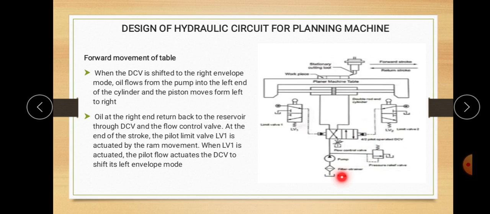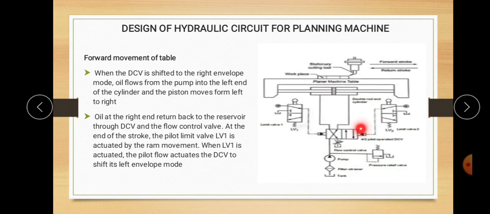Here we can start with a tank. After the tank a filter is present. After the filter a pump is present. The pump is connected with the prime mover motor, which is used to run the pump. After the pump a pressure relief valve is connected. After the pressure relief valve a DC valve is connected.